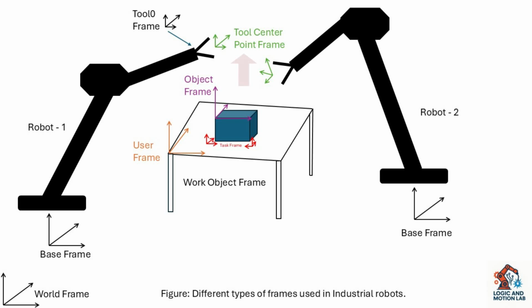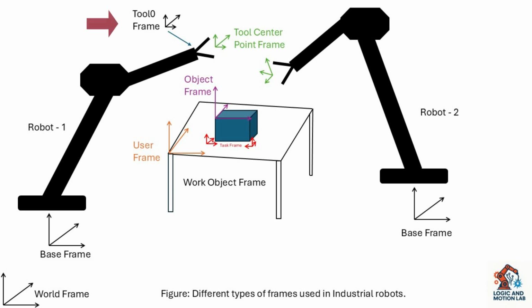After that comes the tool center point frame. When we attach a tool to the wrist of the robot, we need to find the center point, and that center point is called the tool center point frame. If you don't have a tool, the middle point of the wrist is the tool zero frame.